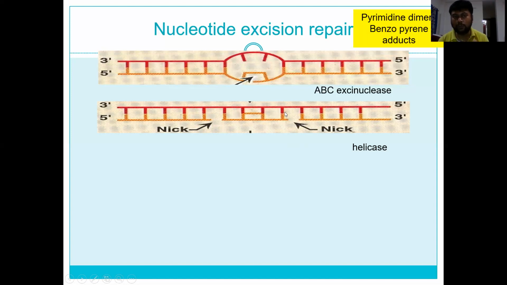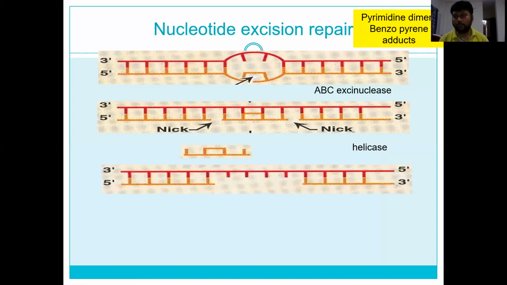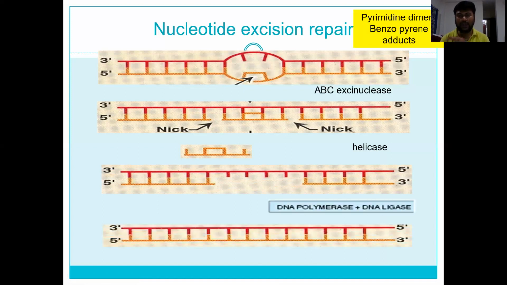Once the hydrogen bonds are broken, what will happen? The lower part, which contains the pyrimidine dimer, will just fall down, creating a space. Once the space is created, as usual, our DNA polymerase and DNA ligase will come and replace it, completing the process. So this also involves the same 3 steps.